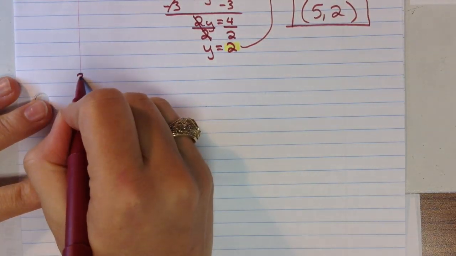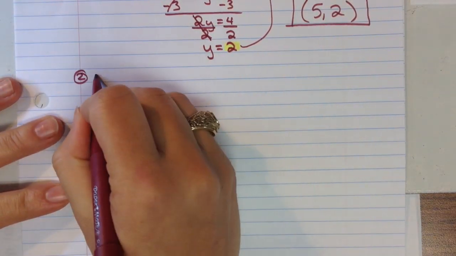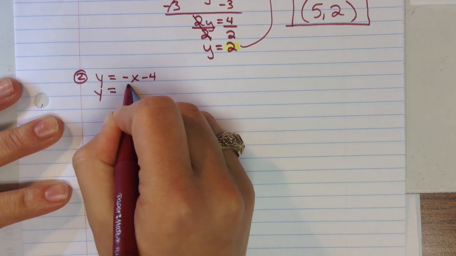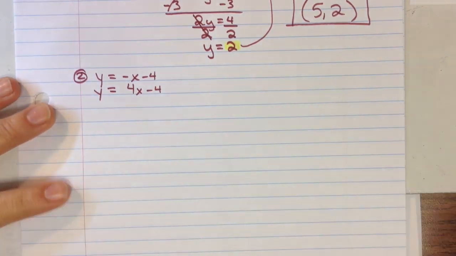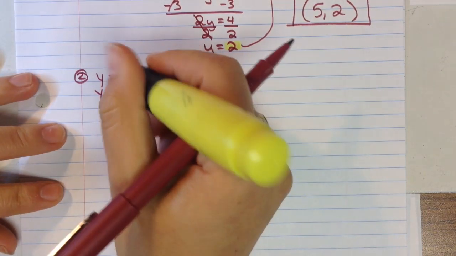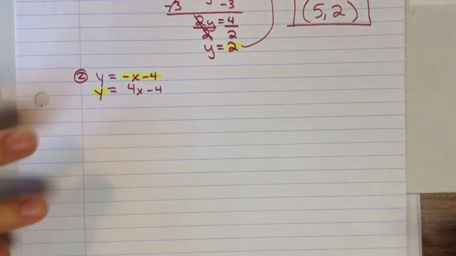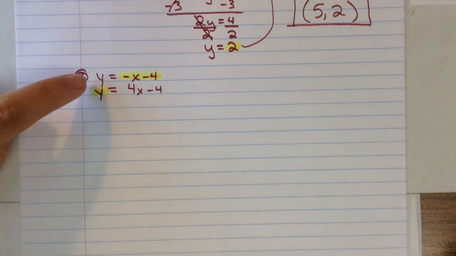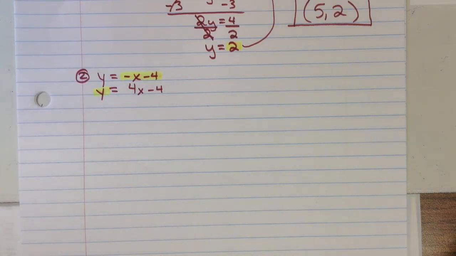I want you to try number 2 on your own. It's going to be y equal to negative x minus 4 and y equal to 4x minus 4. You first ask yourself, is there a variable isolated? Yes, both of them are isolated, but I can pick the first expression and plug it in for the second variable. Go ahead and try solving this system by substitution. If you're not sure if you got it right, you can check this one by graphing since they're both set equal to y.